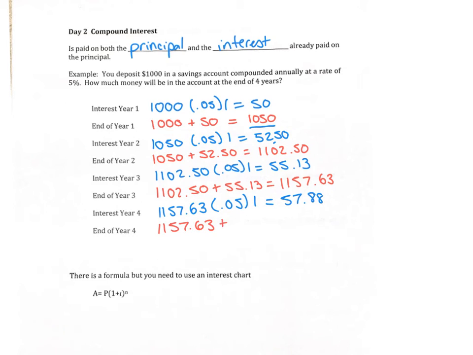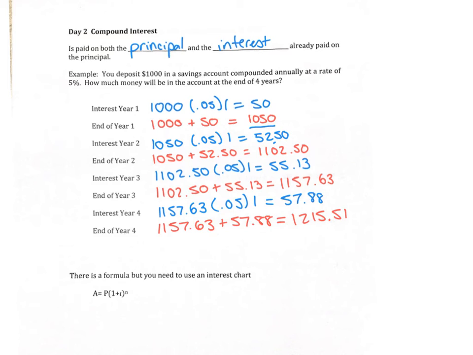And so then at the end of year 4, we have that $1,157.63 from year 3, plus the $57.88 that we earned in interest. And so we would end up with $1,215.51 at the end of year 4. So by depositing $1,000, 4 years later, we earned about $215.51 in interest.